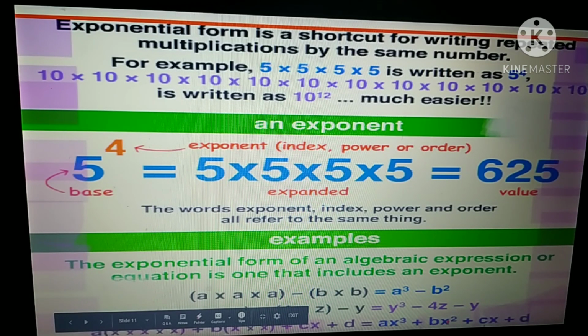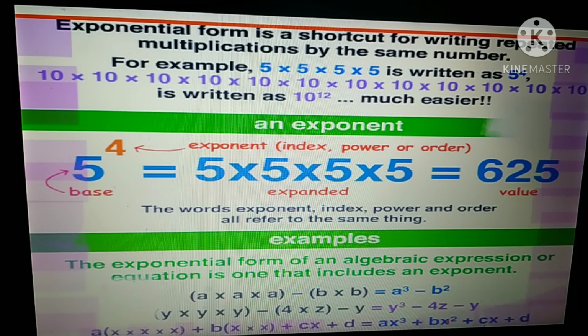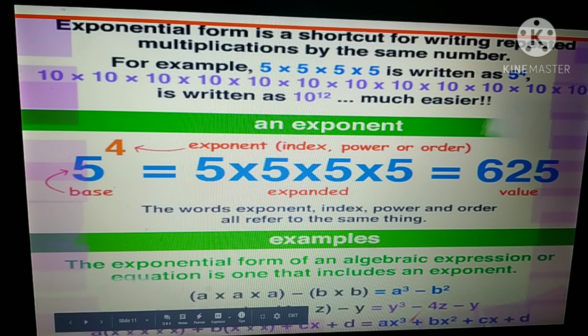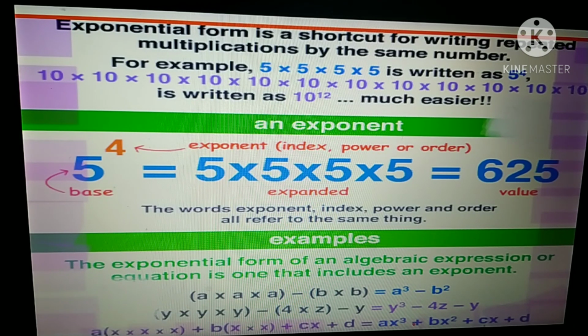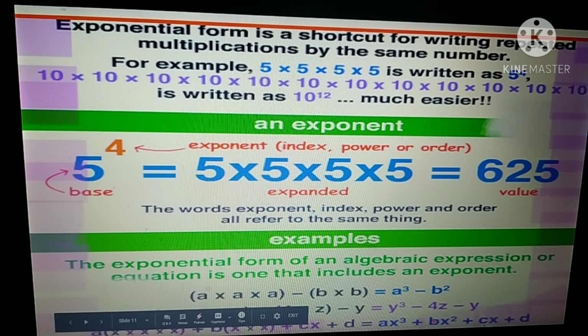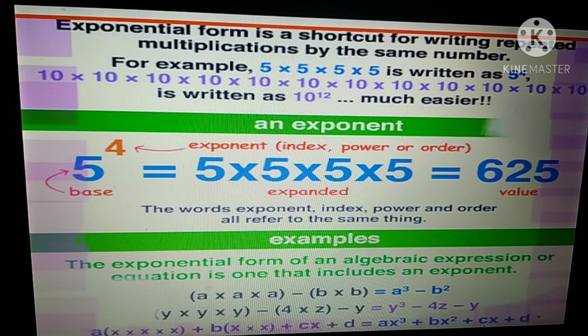Now see the next example. A into x into x into x. How many times is x repeated here? 3 times. So we write a x power 3. In the power you have to mention 3. Now coming to b into x into x. How many times is x repeated here? 2 times. So you can write it as b x square plus c x, only one time repeated, so I am writing it as it is, plus d.